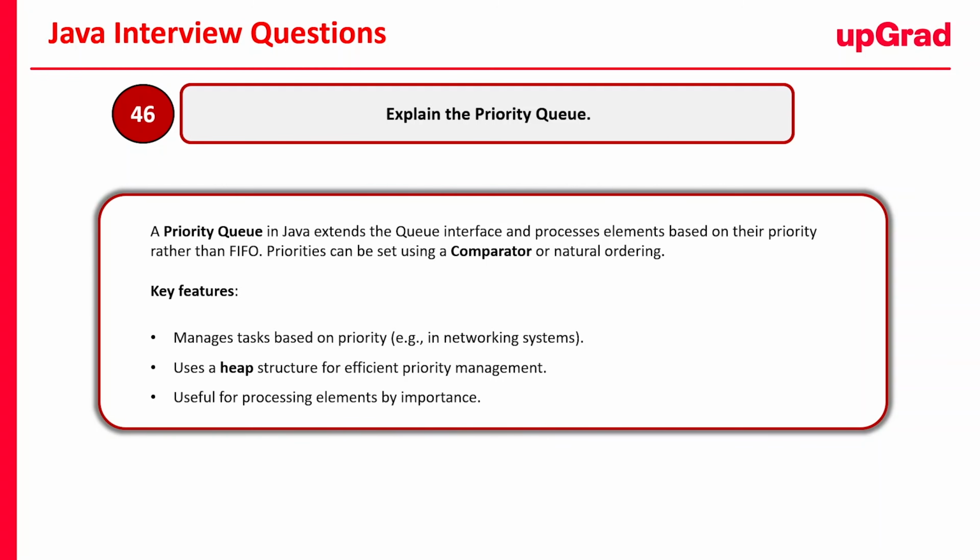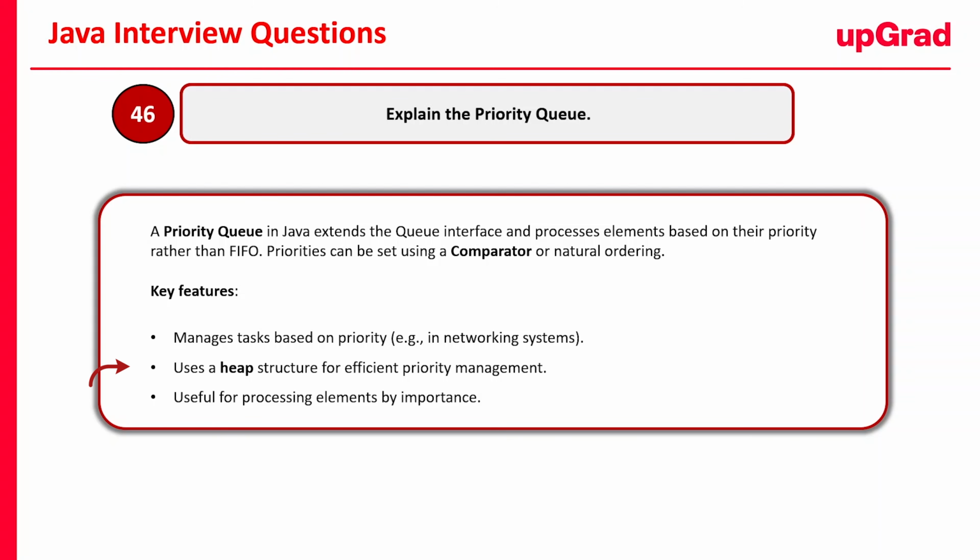A priority queue in Java extends the queue interface and allows elements to be processed based on their priority rather than just following the first in first out rule. You can customize the priority using a comparator or rely on the natural ordering of elements. The key features of priority queue include that it helps in managing multiple tasks based on priority, especially in networking systems.